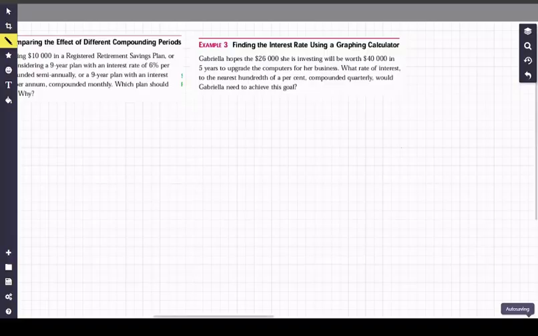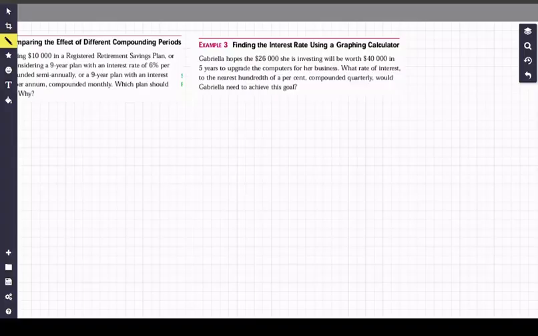So I will have to share my screen for Desmos.